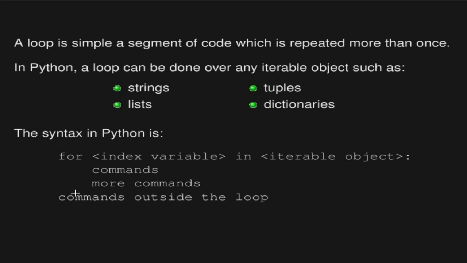As soon as we put a command outside, so we move it back and we don't have an indent anymore, then that's going to be the first command that's outside the loop. So the colon is there to let Python know that we're starting the loop. The commands inside the loop are all indented, and the first command that's not indented is not considered part of the loop itself.